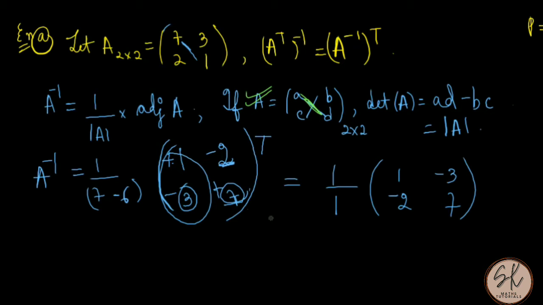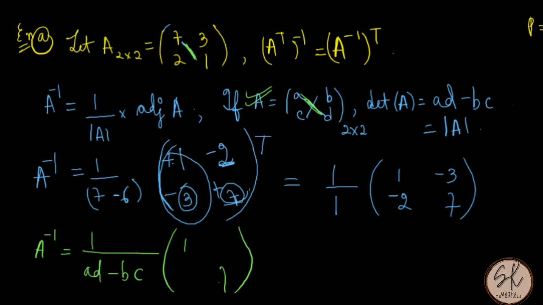Instead of using this classical method, we can also use a short trick. For finding the inverse of a 2 cross 2 matrix, there is a shortcut. A inverse is equal to 1 by ad minus bc into, the 7 and 1 interchange, so that is 1 and 7 over here, and before 2 and 3 we have a minus sign, so that is minus 2 and minus 3.